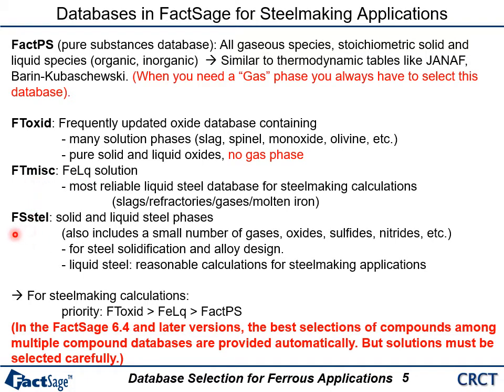this FELQ from the FTmisc database is very accurate. Then we also have the so-called FSstel database, which was originally developed for phase diagram calculation and phase transformation calculation for steel or steel alloys. However, the liquid phase in the FSstel database is also very good for slag-liquid steel calculation. Especially when you go to high alloy steel, this steel database is necessary for steelmaking calculation.